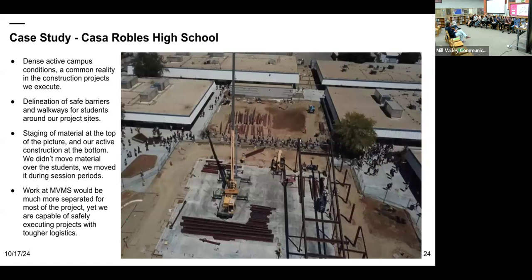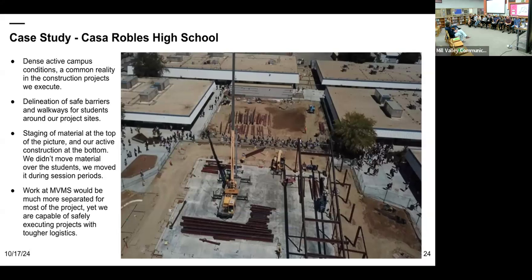I wanted to show a case study to just give everybody an example of a very normal construction operation that we do on our schools. This is at Casa Robles High School. We were building multiple new buildings all through the heart of their campus. Meanwhile, the rest of the buildings were full of students and completely active through the whole time we went through construction. And you can see that thoroughfare of students running between one portion of our site and another portion. The north portion is where we were staging materials. The south portion, we're erecting an entire building.